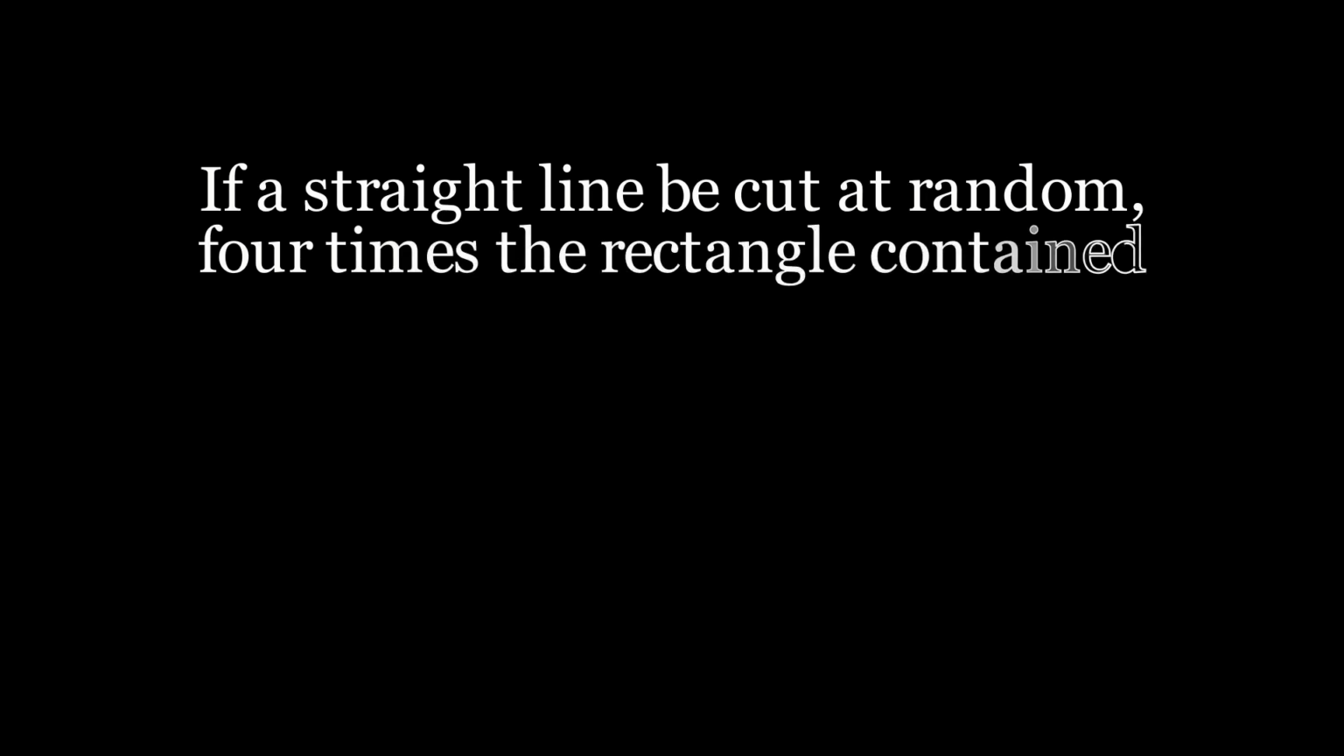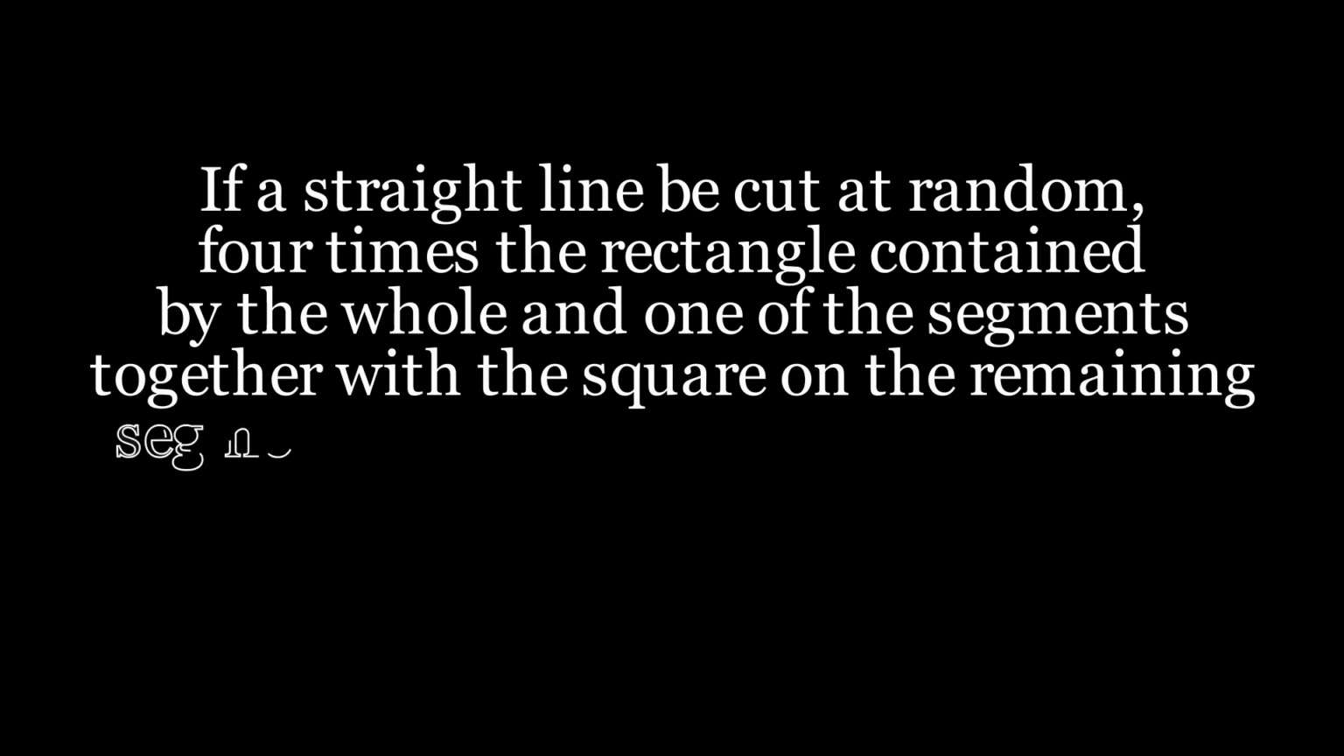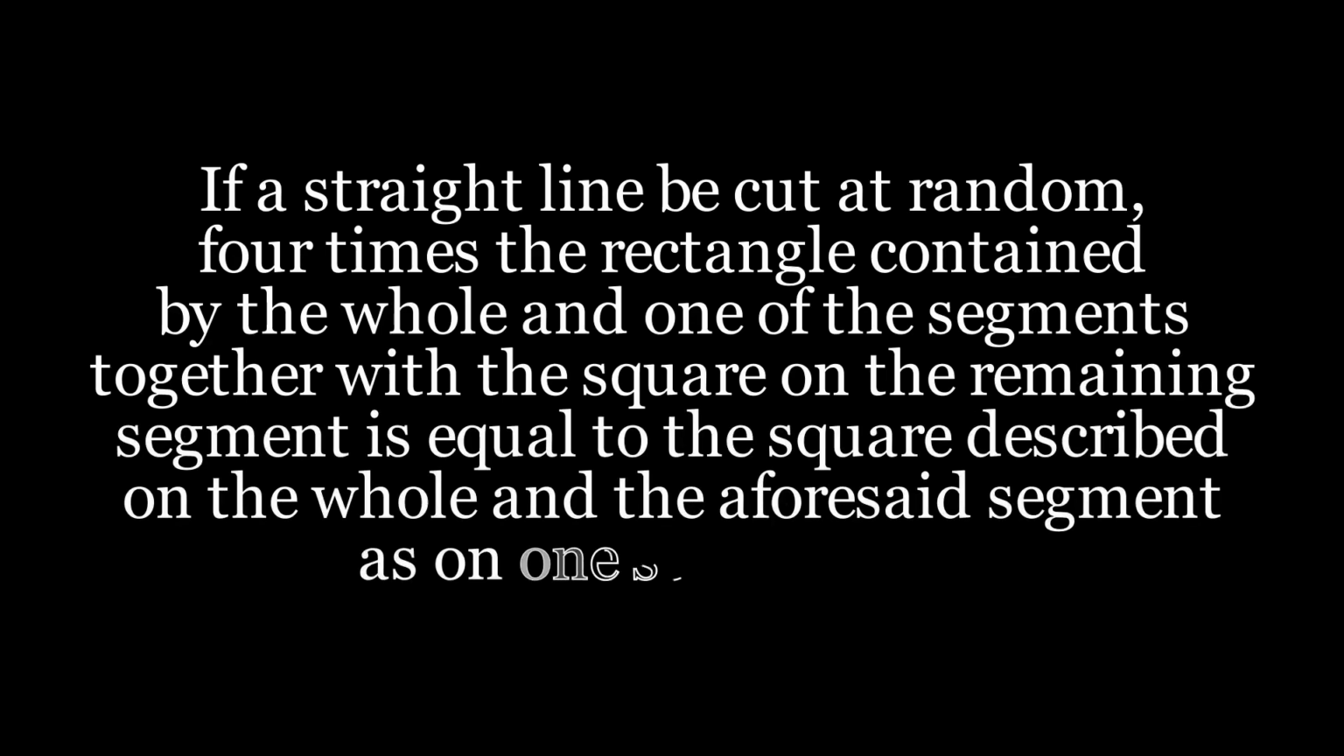If a straight line be cut at random, 4 times the rectangle contained by the whole and one of the segments, together with the square on the remaining segment, is equal to the square described on the whole and the aforesaid segment as on one straight line.